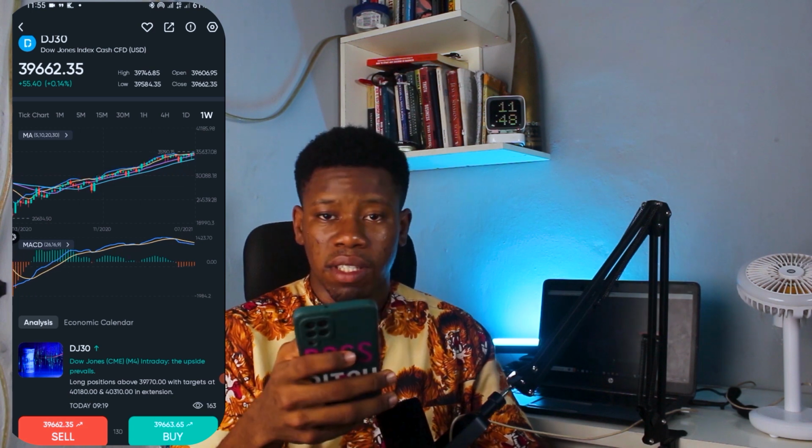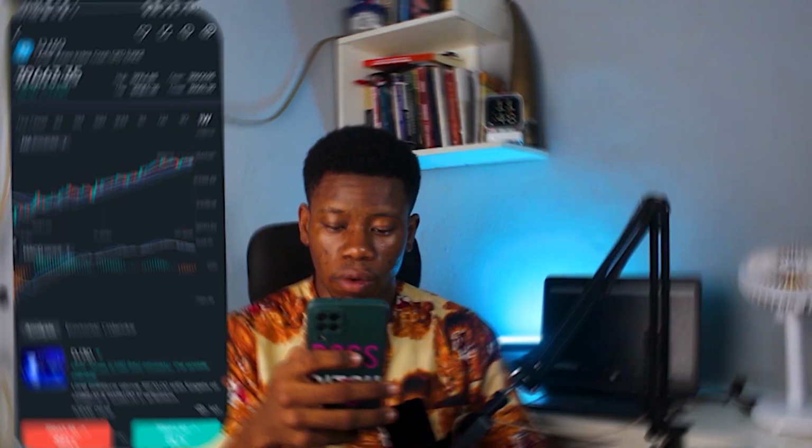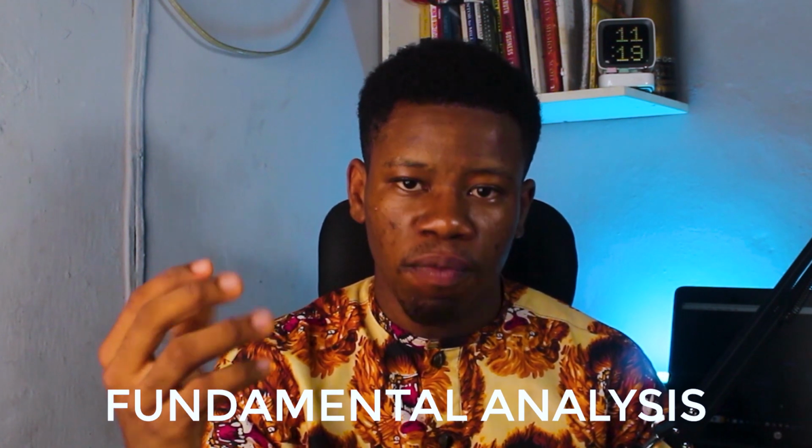So that's basically the MACD indicator. Overall, guys, it is important to know that these indicators are just tools and not some magic formula or wand. They should be used with other forms of analysis like fundamental analysis for a well-rounded trading decision.